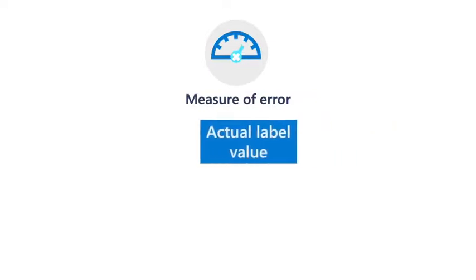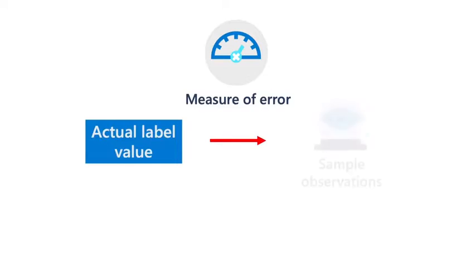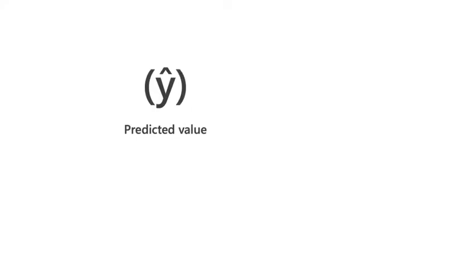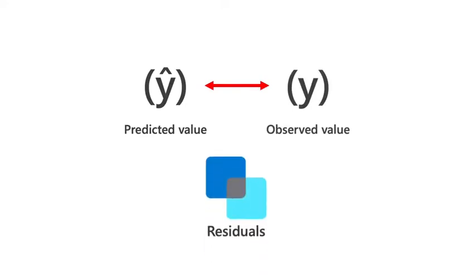However, in practice, the actual values are based on sample observations, which themselves may be subject to some random variance. To make it clear that we're comparing a predicted value, y hat, with an observed value, y, we refer to the difference between them as the residuals. We can summarize the residuals for all of the validation data predictions to calculate the overall loss in the model as a measure of its predictive performance.